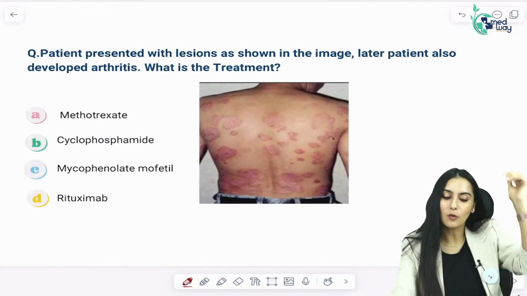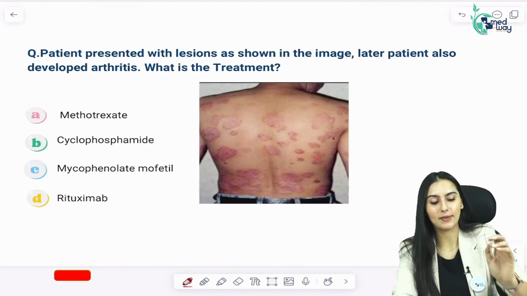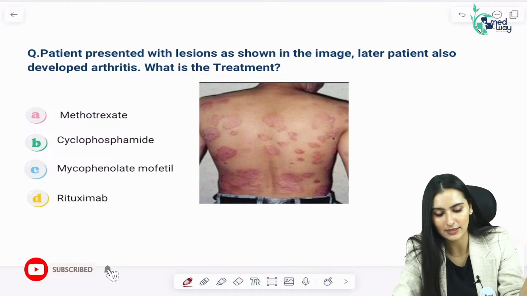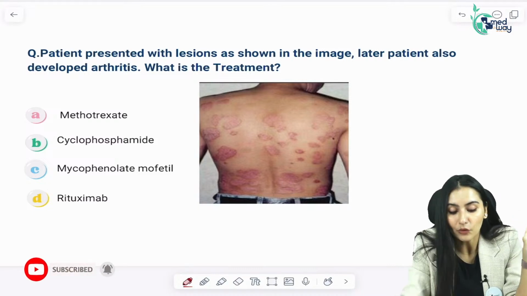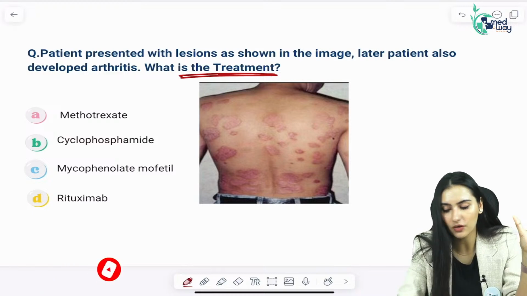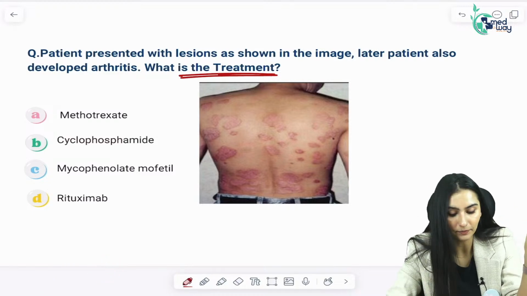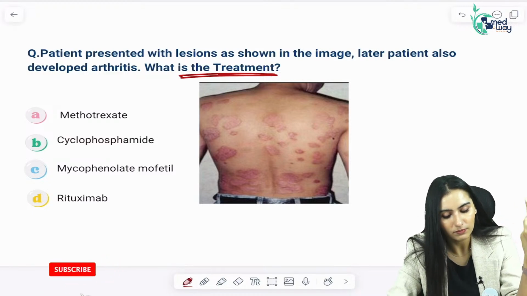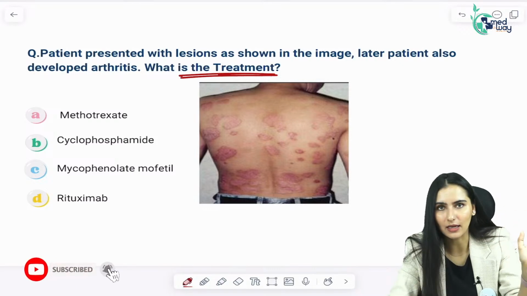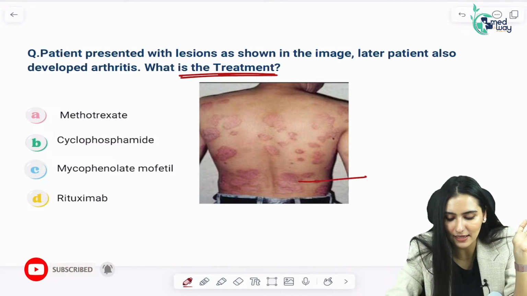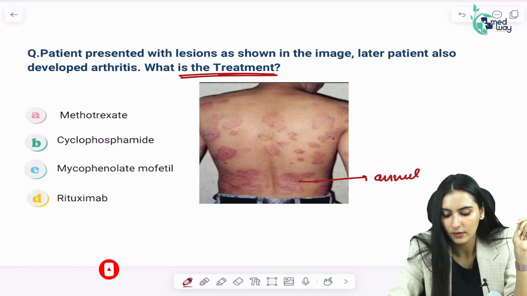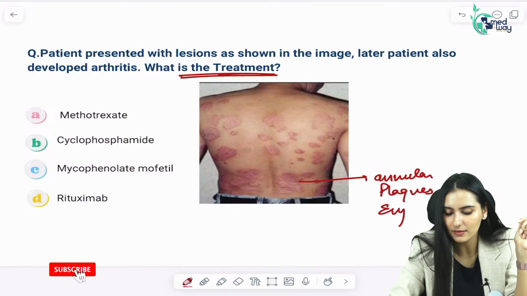Now a patient presents with lesions as shown in the image. Later the patient also develops arthritis. Again, what is the treatment? Now this is a question wherein you need to know the answer. Like you need to have mugged up the answer, only then you can answer it. What are the lesions? Again, these are annular lesions. There are plaques. They are erythematous.